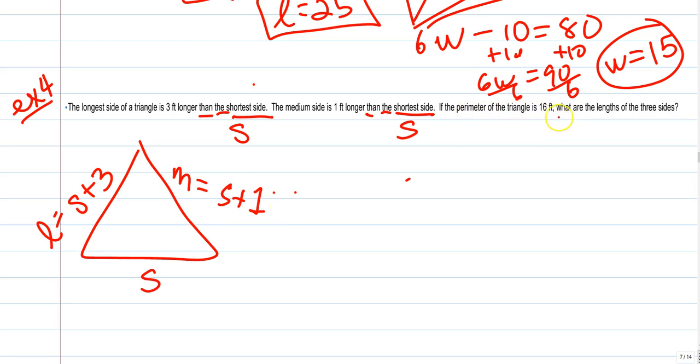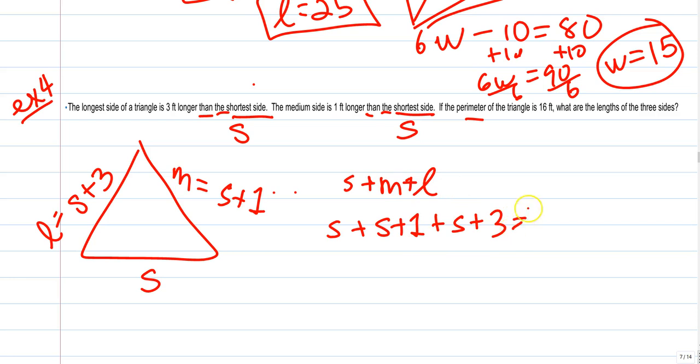If the perimeter is 16, once again, what is perimeter? All those sides added up. That really is the small plus the medium plus the large, but I don't want 3 variables. So I got the small plus the medium plus the large equals 16.